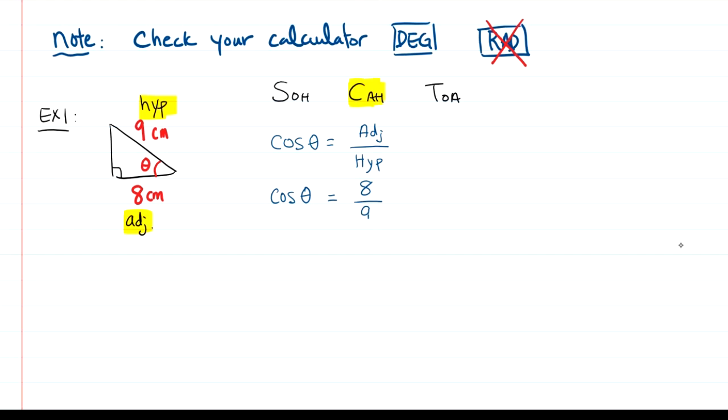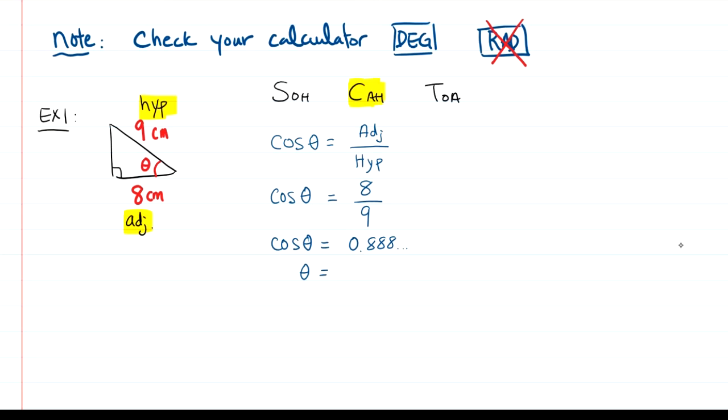Hypotenuse is 9. So if you can punch these numbers, 8 and 9, into the calculator, you should get cosine theta is 8 divided by 9. That will be 0.888, and this continues. I'm going to put 3 dots, and then we're going to find theta, and that will give us the answer. So how do we find the angle?